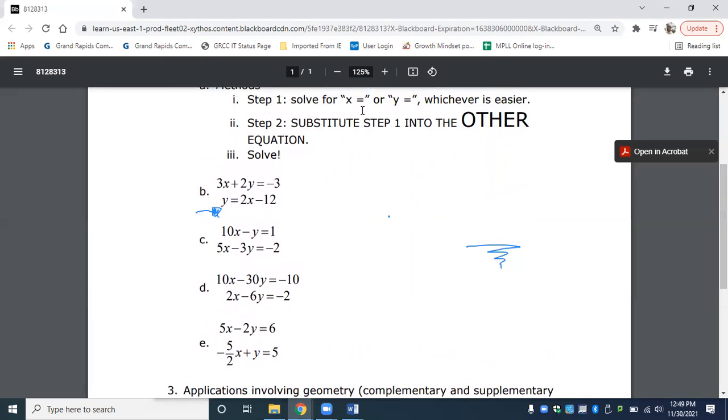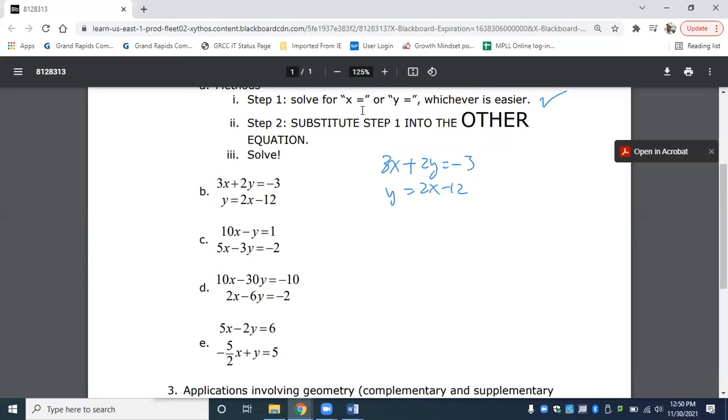So let's look at part B. The problem we have here is the system 3x plus y equals -3 and y equals 2x minus 12. By looking at this, check this out. Step one is actually already done because one of the equations is y equals 2x minus 12.